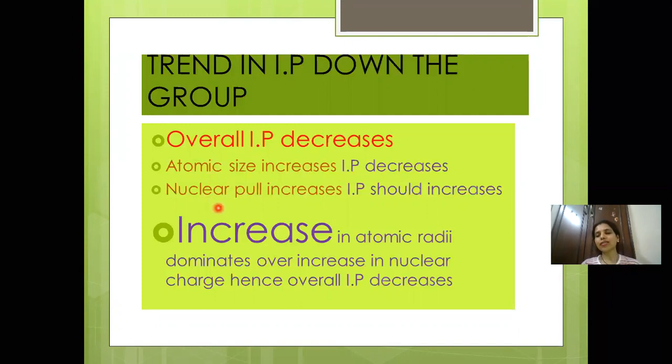Because the atomic size is increasing, electrons are also moving away from the nucleus. The outermost shell electrons are moving away from the nucleus. And that's the reason nuclear pull, though it should increase, is getting influenced by the atomic size, and that's the reason overall IP decreases, because increase in atomic radius decreases the IP, and that is influencing more. That particular factor is influencing more, and hence overall IP decreases. I hope till here it's clear.